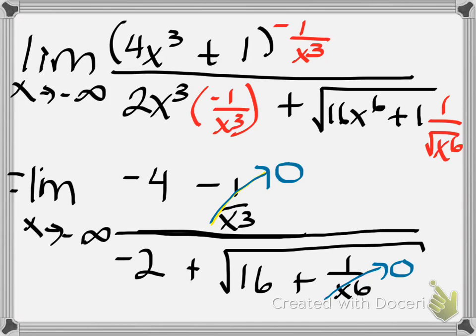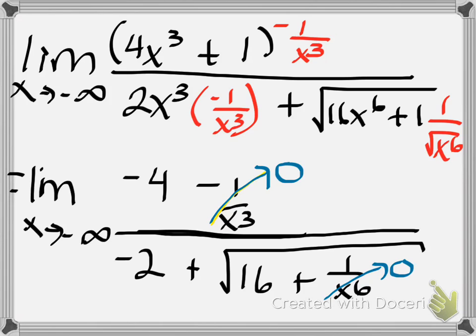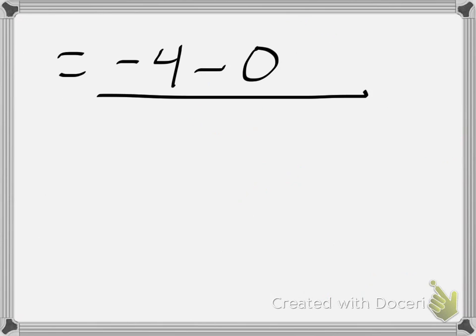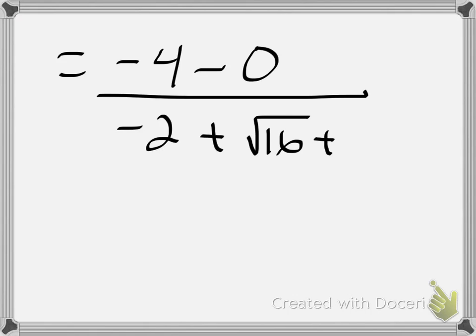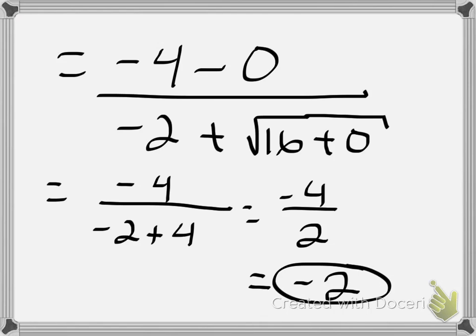On the top, I now have a negative 4 minus 0. And if we go back and look on the bottom, I had a negative 2 plus the square root of 16, and there was another plus 0 there, but plus 0 isn't going to change anything. So I ended up with negative 4 over negative 2 plus 4, which is the same thing as negative 4 over 2 once you've combined that denominator. So now we had a negative 2 as an answer.